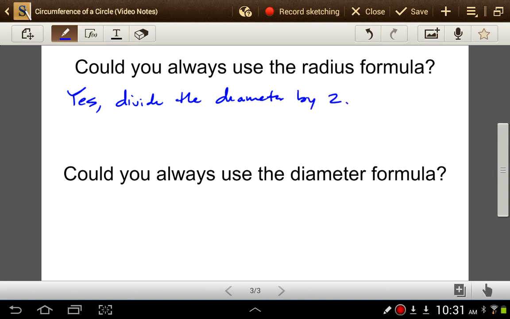Okay? Now, could I always use the diameter formula? Yes, I could. Same thing. If I give you the diameter, yes, you would use the diameter formula. If I give you the radius, all you have to do is multiply the radius by 2. Okay, so you could always use one formula and not switch back and forth. You just have to convert from whatever formula you like to that unit.